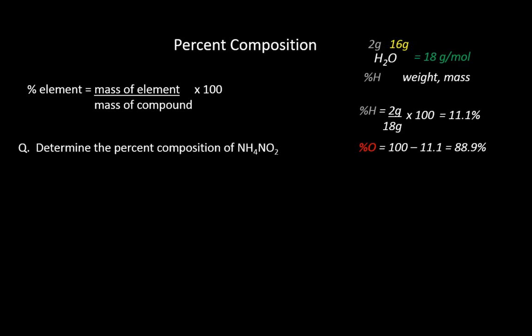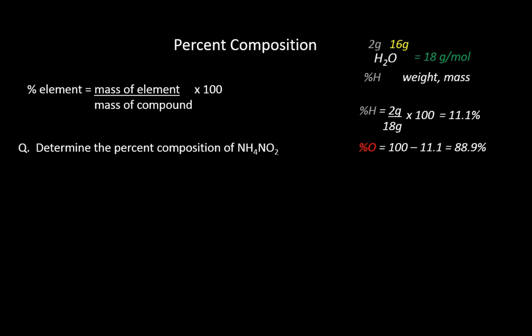Here's a typical question. Determine the percent composition of ammonium nitrate. This means you have to calculate the percent by mass for each element, nitrogen, hydrogen, and oxygen. If the question just asks for the percent of one element, like we did up here for water, then you just do it for the one element. It was simple enough to do the oxygen, so I just did it as a natural consequence. Otherwise, you wouldn't do it.